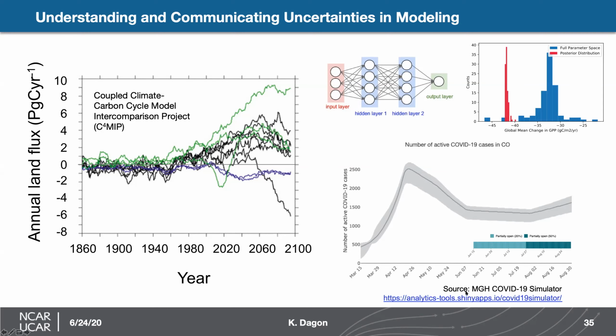So I found a COVID-19 simulator from Mass General Hospital, and what I found really interesting about this is that you could sort of play with different settings in terms of how open your state is. This is just for Colorado, but they were producing sort of estimates of active cases, but they were also producing some uncertainty on that. And I think that's going to continue to be really important, thinking about how we communicate uncertainties in modeling going forward.